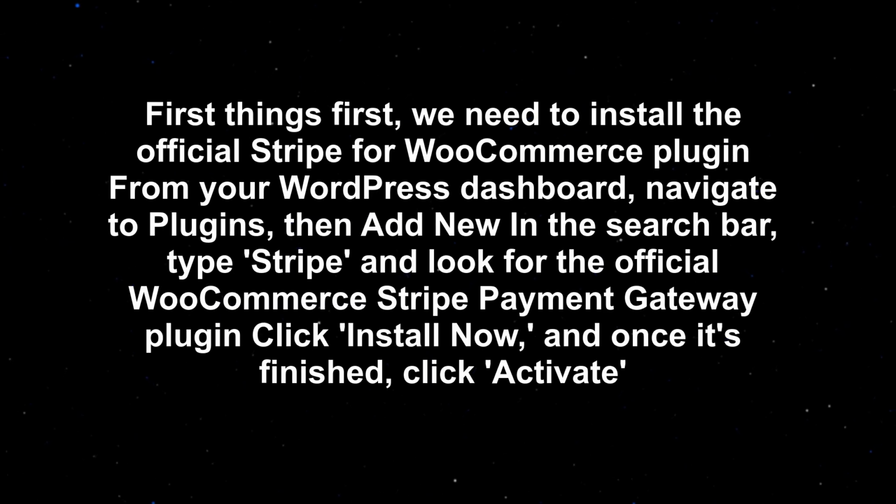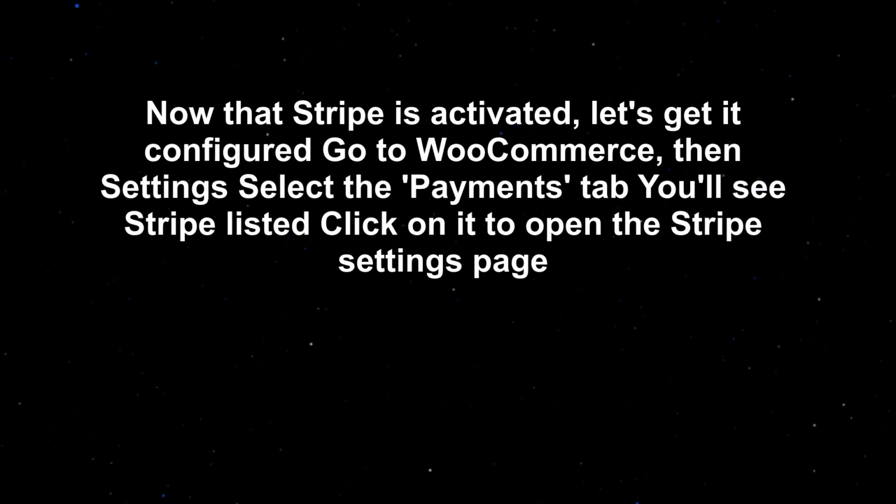Navigate to Plugins, then Add New. In the search bar, type Stripe, and look for the official WooCommerce Stripe Payment Gateway plugin. Click Install Now, and once it's finished, click Activate. Now that Stripe is activated, let's get it configured.